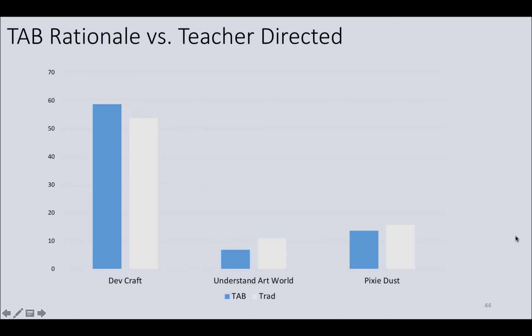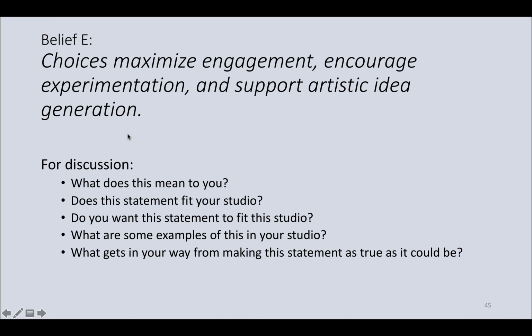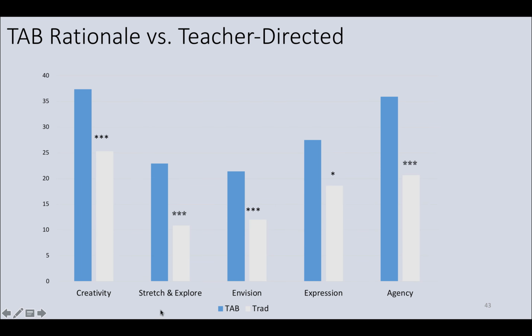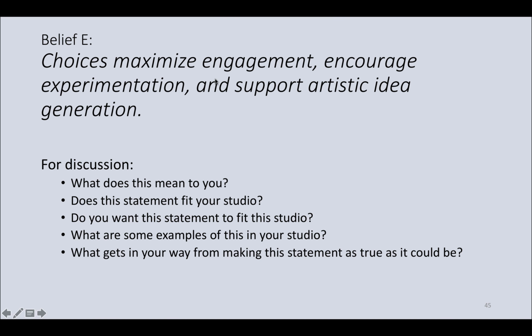So I share with you these research findings, again, because I think they speak best to this belief E. Choices maximize engagement, encourage experimentation, and support artistic idea generation. So if we head back to the things they're telling us, creativity, stretch and explore, envision, expression, agency, all of those things are synonymous or deeply tied to engagement, experimentation, and idea generation. So that's really good support and evidence for us that I wanted to share. And this is not written up yet. It has not been submitted to a journal, but we're getting there.